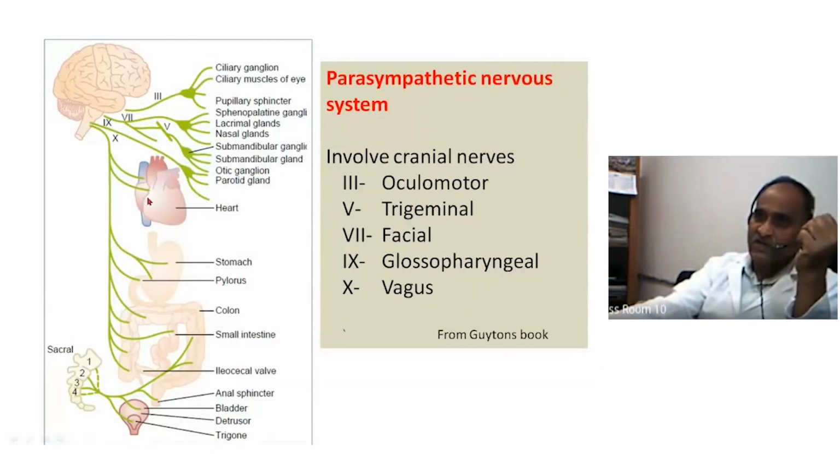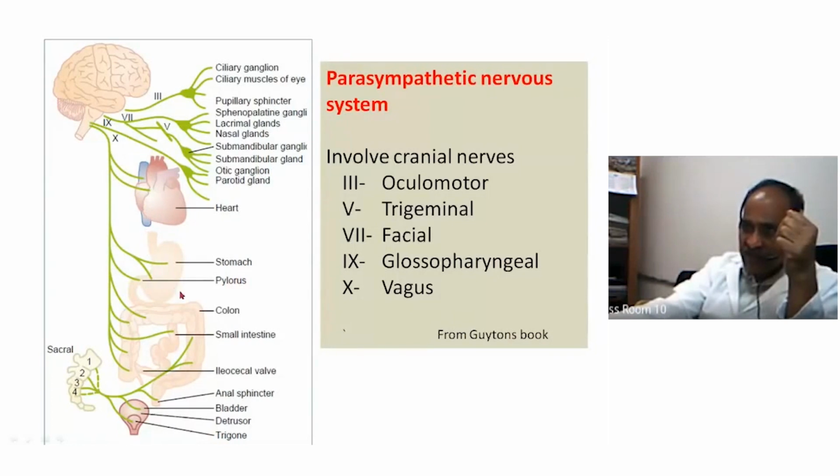This is the SA node, AV node. Then the vagus, this is the vagus nerve supplied to the heart. The bronchi also it supplies, the thoracic viscera. Then it will supply the entire intestinal tract, from the esophagus down to the intestinal tract, up to the transverse colon. After the transverse colon, it is taken up by the sacral segment.